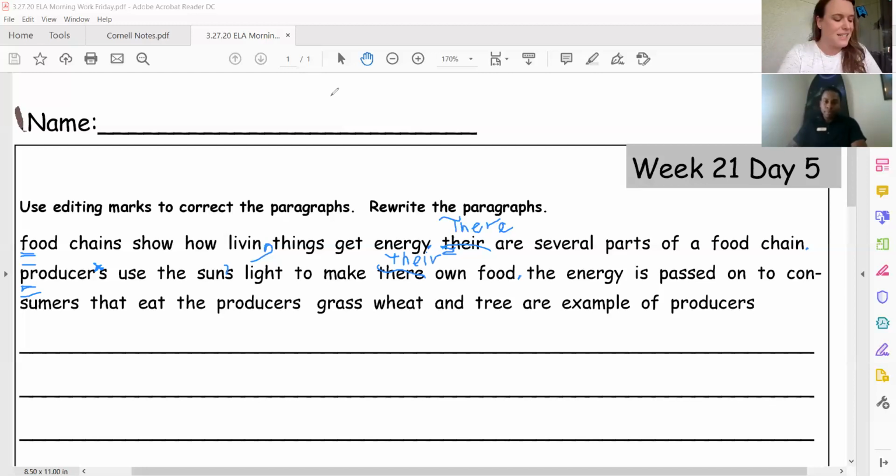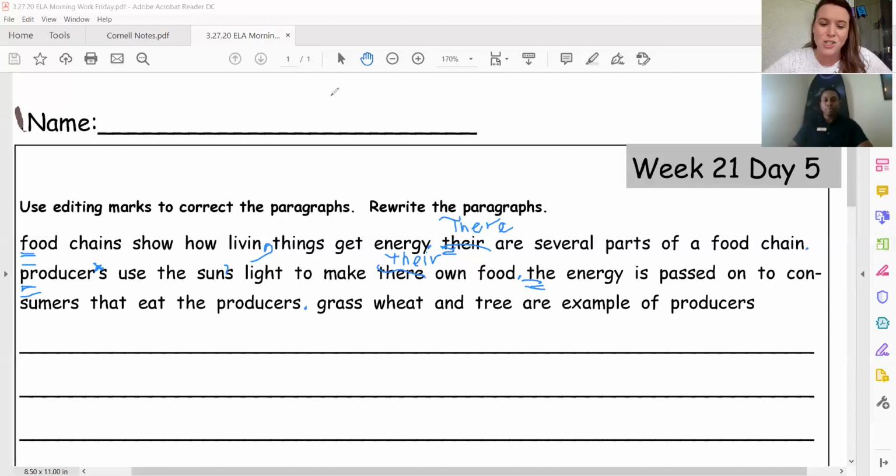All right. The next sentence is the energy is passed on to consumers that eat producers. So the needs to be capitalized, and then producers at the end. Do you see anything else wrong with that sentence? Nope, it looks good to me. It looks good. All right, well, if any of our students see anything, let us know, and we'll put it in the comments below, because some of you guys have been putting comments in telling me about your morning work.